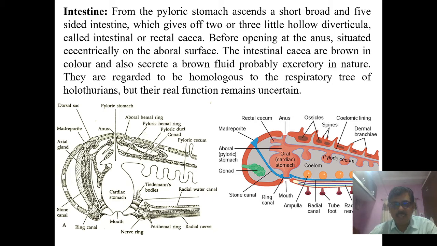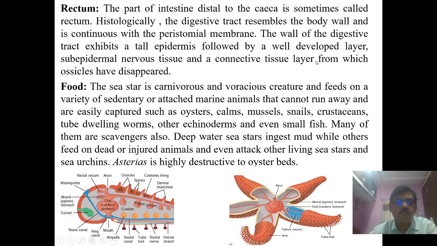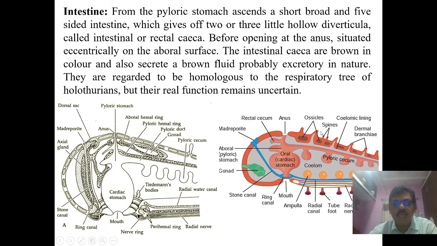The intestinal cecum or rectal cecum consists of two or three hollow diverticula. These are brown in color and also secrete a brown fluid which is probably excretory in nature, and they are regarded as homologous to the respiratory tree of the holothurians. Means in holothuria, the respiratory tree is there. It is regarded as a homologous organ. But the real function of it is uncertain. That is regarding the intestine.